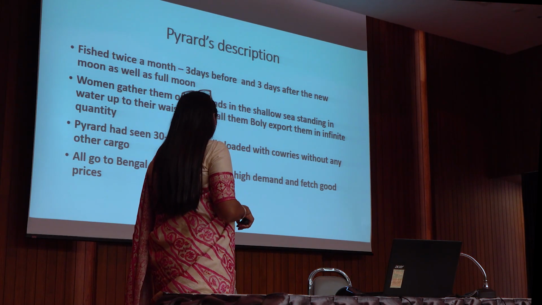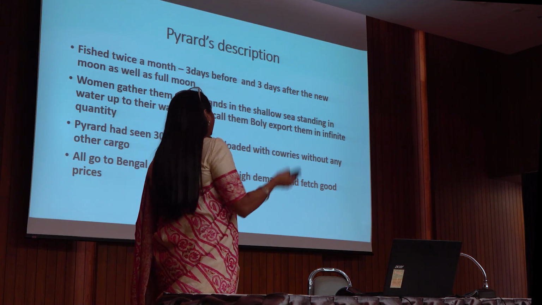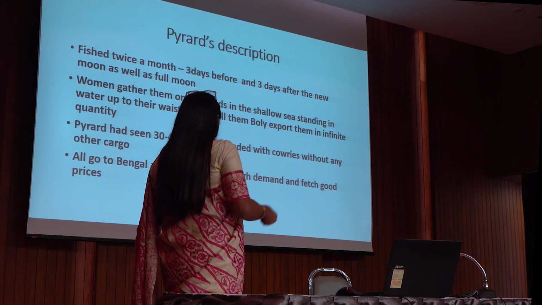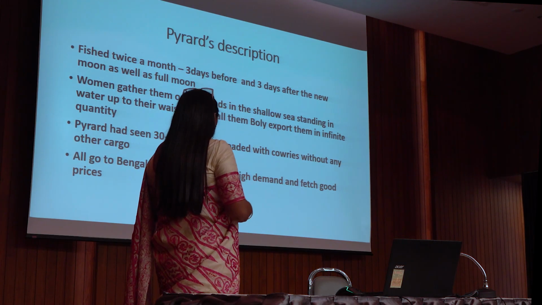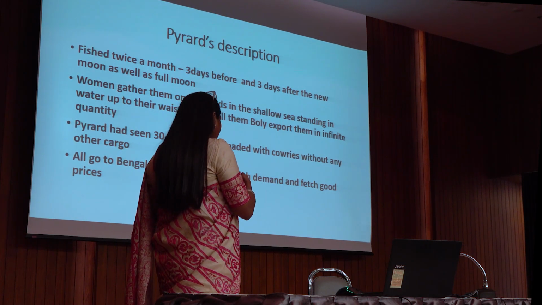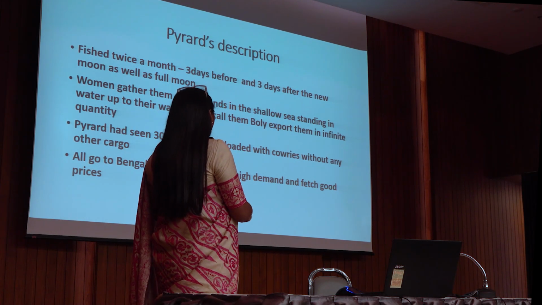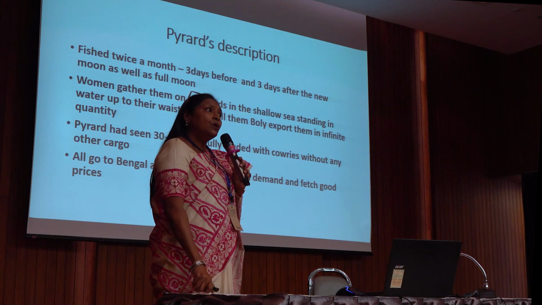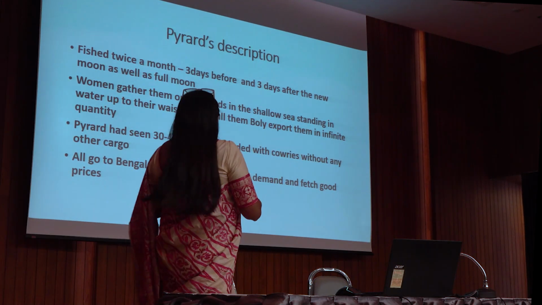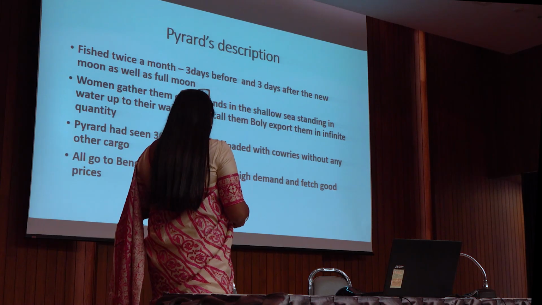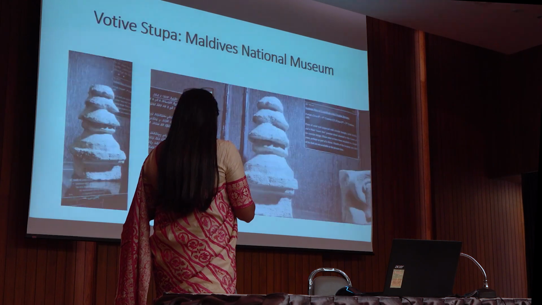Pyrard's description actually says that they were fished twice a month, 3 days before the new moon and 3 days after the new moon, and the women would stand up to their waist in the water and pick them up. And he has himself seen 30 to 40 ships fully loaded with cowries without any other cargo. So it is not that the ships had a lot of cargo and took cowrie shells along with that. So definitely this becomes very important. And he also says that they were in high demand in Bengal and the prices were very high.